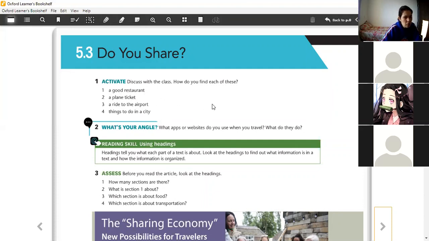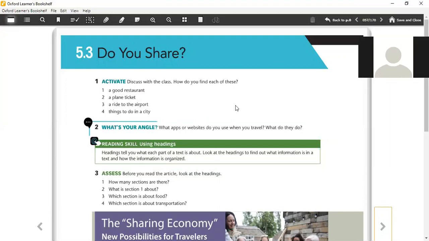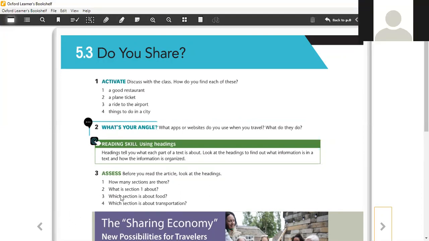About a restaurant, don't you ask a friend? Yes. Or maybe a family member? Yes. Plane ticket. From the internet. Only on the internet, I think. A ride to the airport. The apps. Apps, okay.